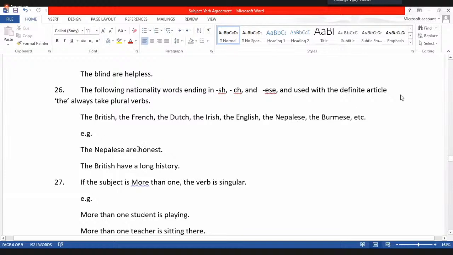The Nepalese are honest. It means Nepalese people are honest. The British have a long history. It means British people, that is the Britishers, have a long history.